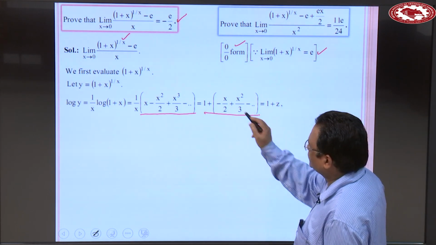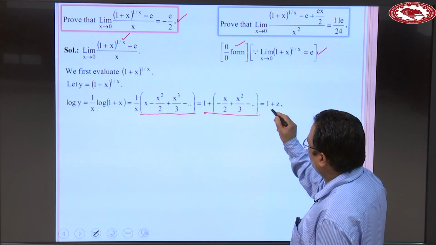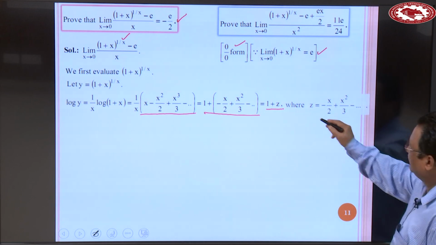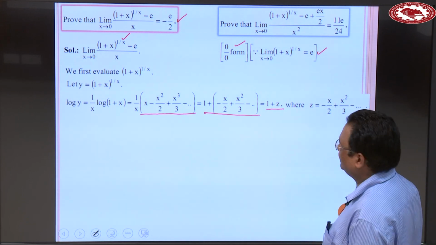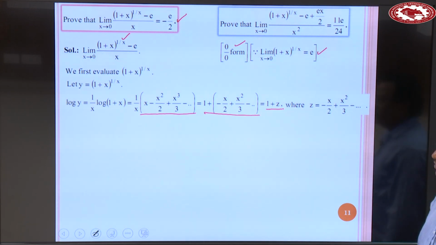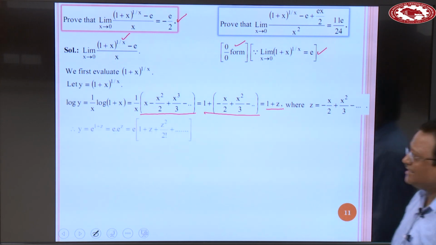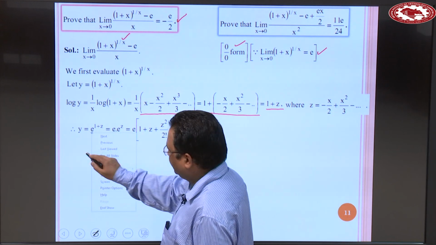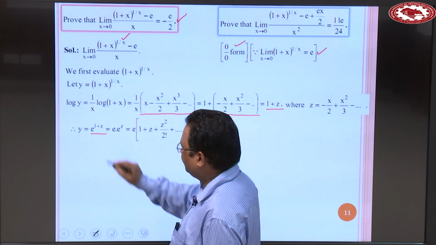And let us suppose this bracketed term is z. So it becomes 1 plus z. So log y is 1 plus z, where z is this bracketed term. Then what is y? y is e raised to power 1 plus z.